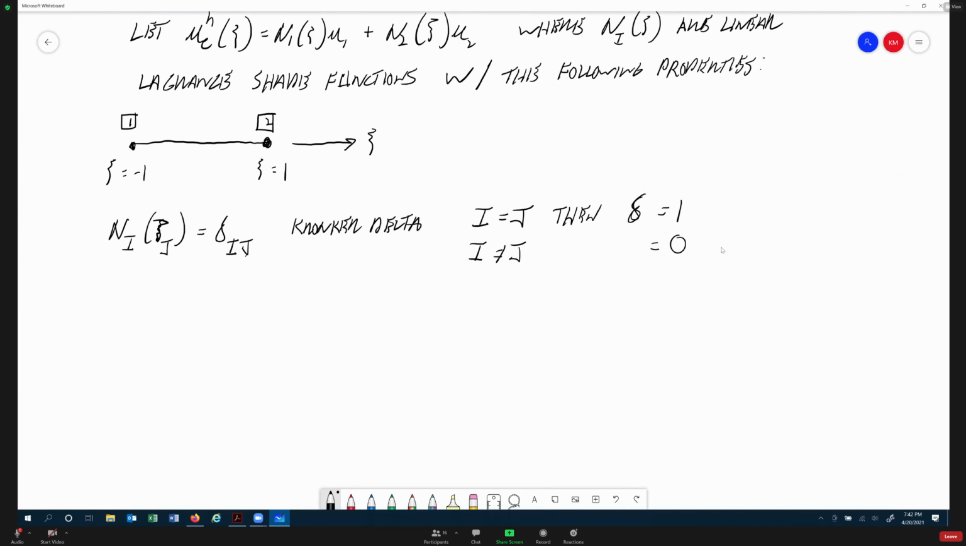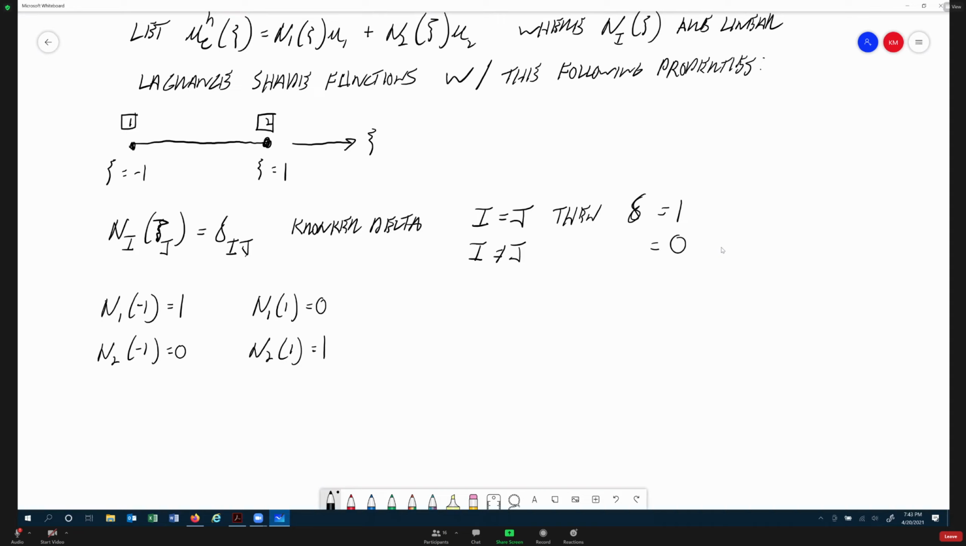So what happens is we have N1 at -1, so this guy right here, C equal to -1, is equal to 1. And N1 of 1 is equal to 0. N2 of -1 is equal to 0. And N2 of 1 is equal to 1.